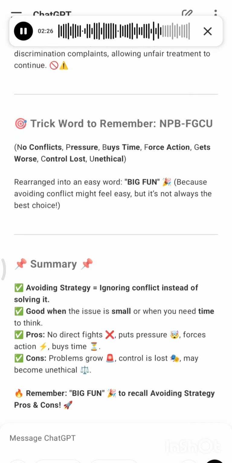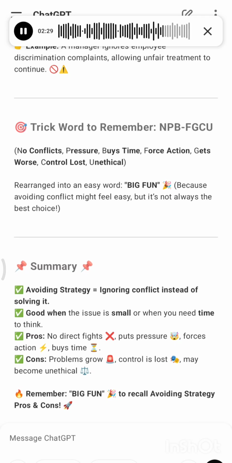Trick word to remember: NPB, FGCU. No direct conflicts, puts pressure, buys time, forces action, gets worse, control lost, unethical. Rearranged into an easy word: BIG FUN, because avoiding conflict might feel easy, but it's not always the best choice.